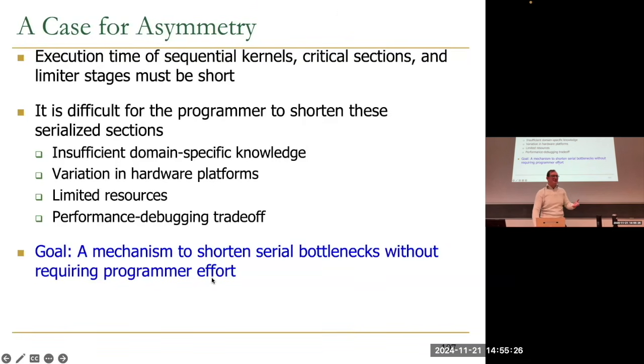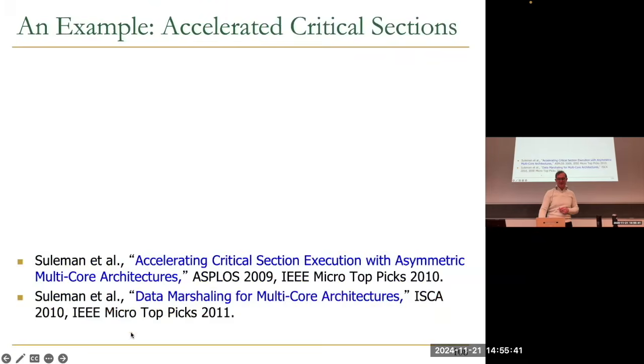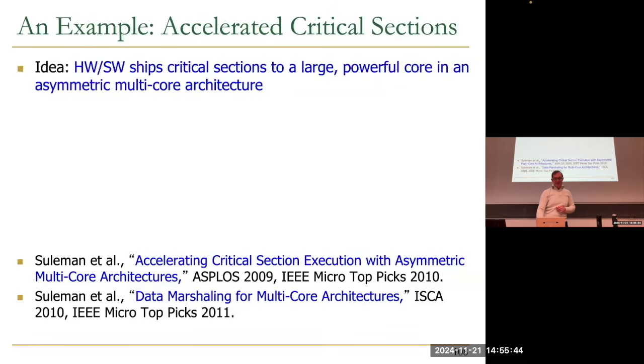This is true for processing in memory, right? One of the issues we discussed with processing in memory is the programming effort, right? Ideally, you would like to minimize the programming effort. Okay, so basically the idea in this work is to extract serialized code sections by shipping them to powerful cores in an asymmetric multi-core processor. Okay, let's take a look at what this idea looks like.